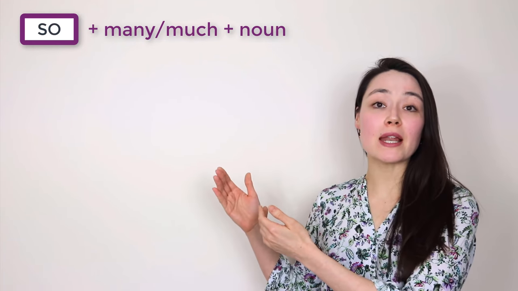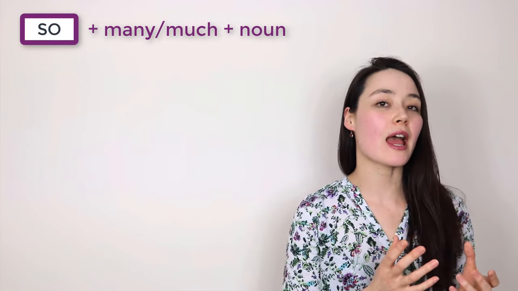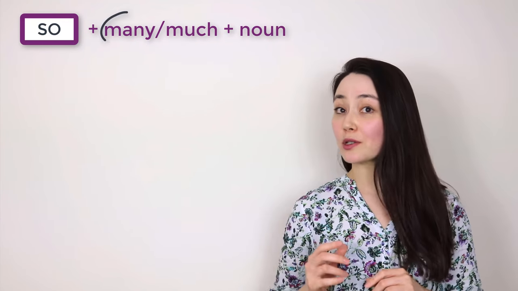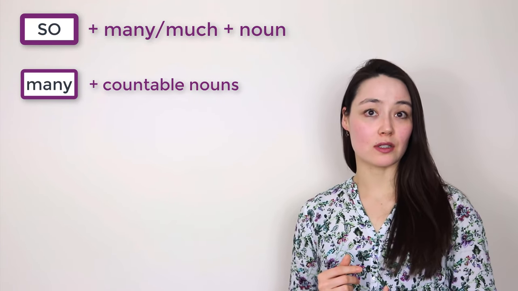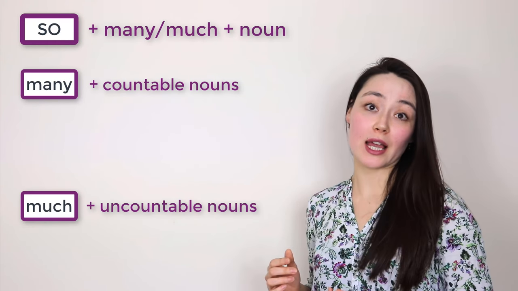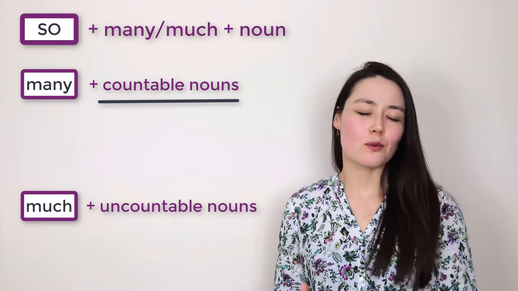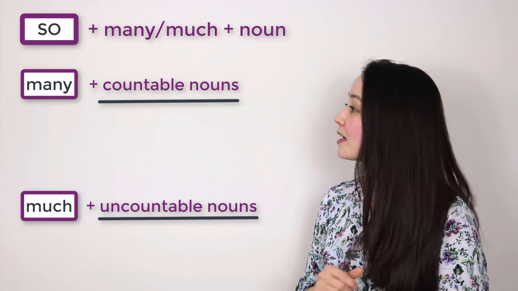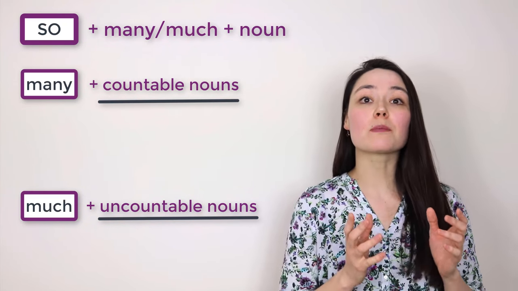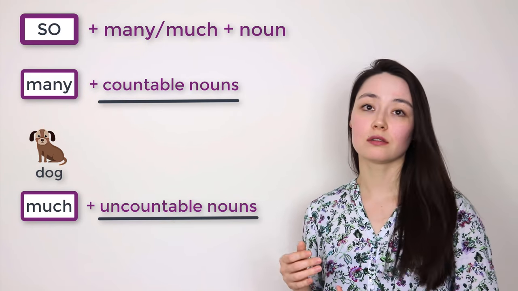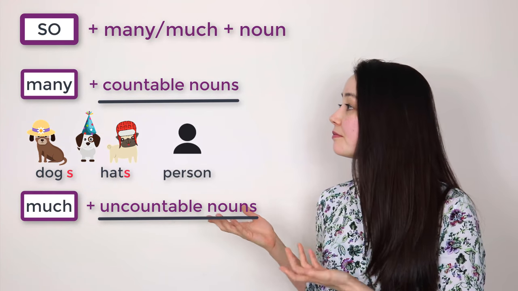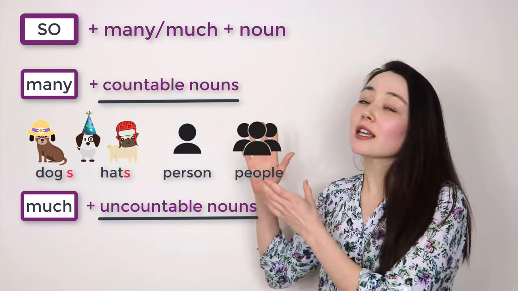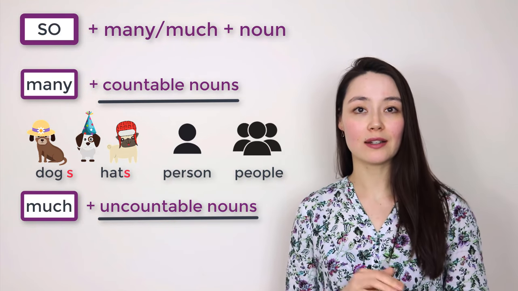Okay, we can also use so plus many or much plus a noun. When do I use many? When do I use much? I use many with countable nouns and much with uncountable nouns. What's a countable noun? What's an uncountable noun? A countable noun has a singular and a plural form. Dog, dogs, hat, hats, person, people. These are all countable nouns used with many.